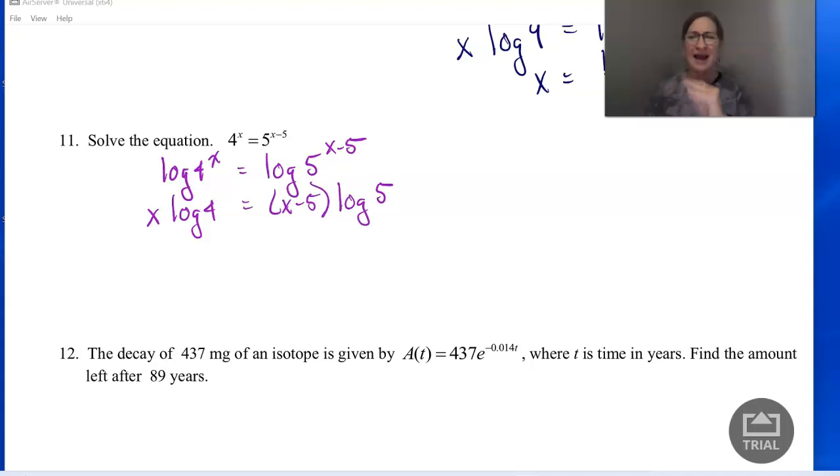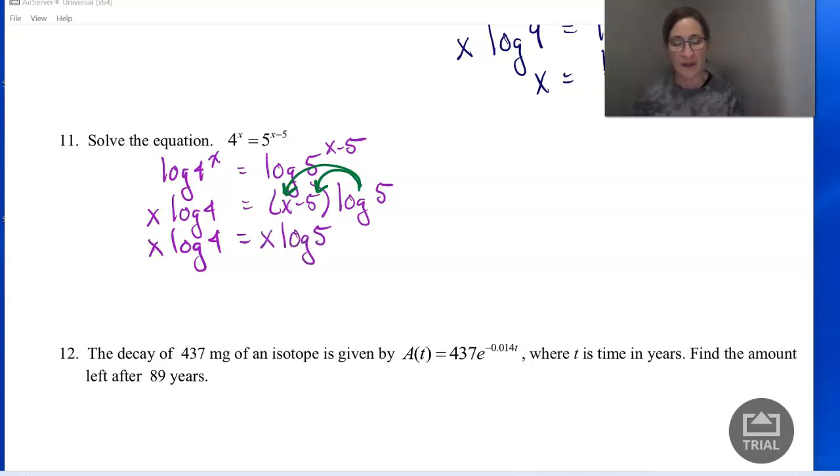I'm going to go ahead on the right and distribute. Wow, this is going to feel weird. So this is how I'm going to distribute. I'm going to take that log 5, multiply it times x. Take the log 5, multiply it times 5. And so that's going to give me x log 5 minus 5 log 5.